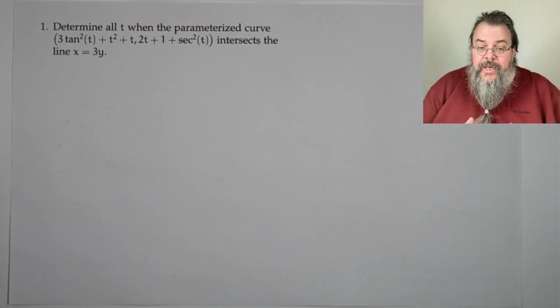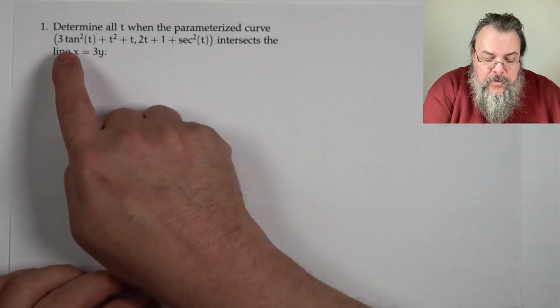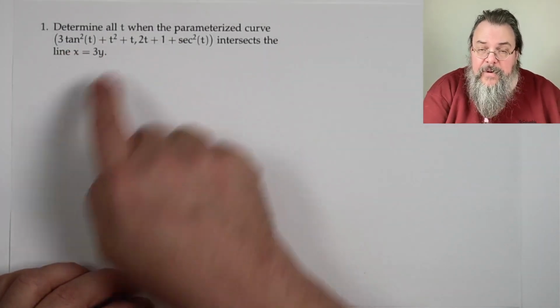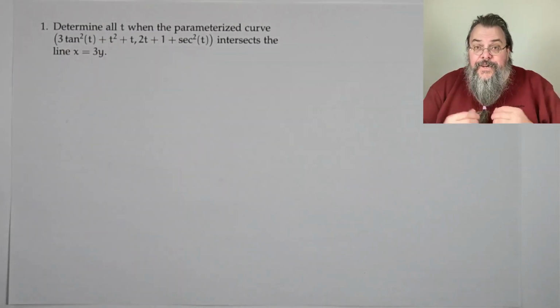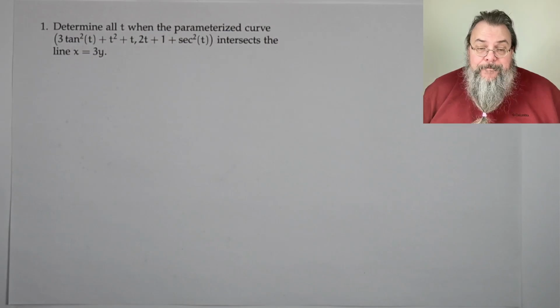Determine all t when the parameterized curve 3 tangent squared t plus t squared plus t and 2t plus 1 plus secant squared of t intersects the line x equals 3y.